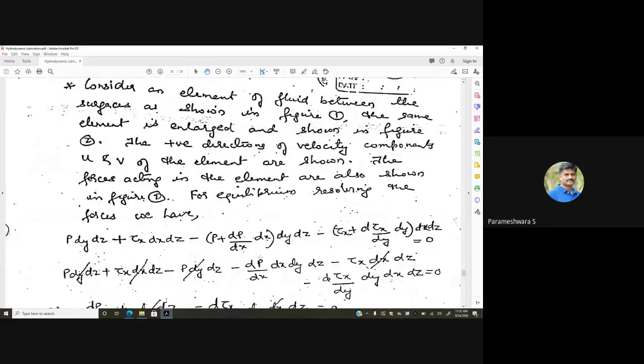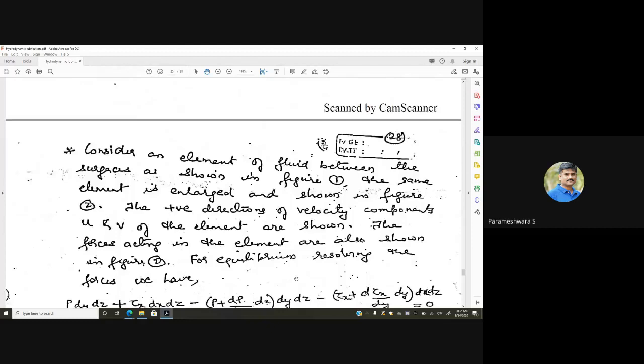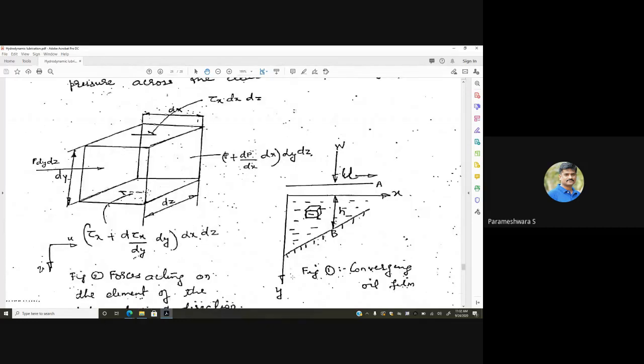Consider an element of fluid between the surfaces as shown in figure 1, and the same element is enlarged and shown in figure 2. The positive direction of the velocity components, that is u and v of the element, are shown, and the forces acting on the element are also shown in figure 2.